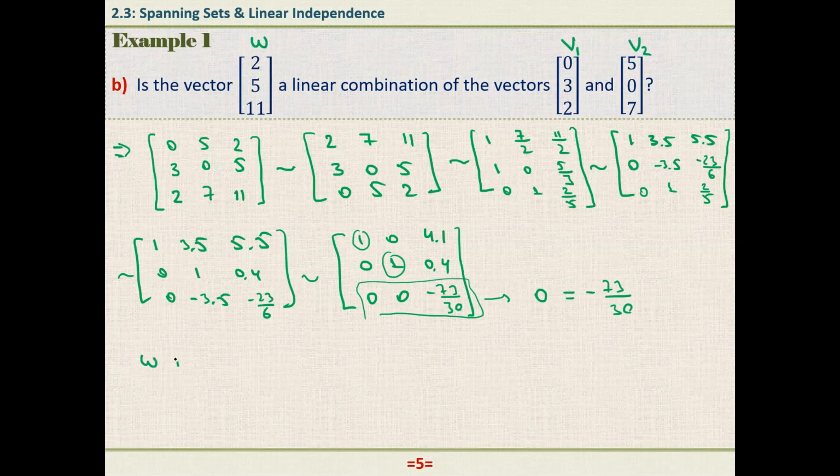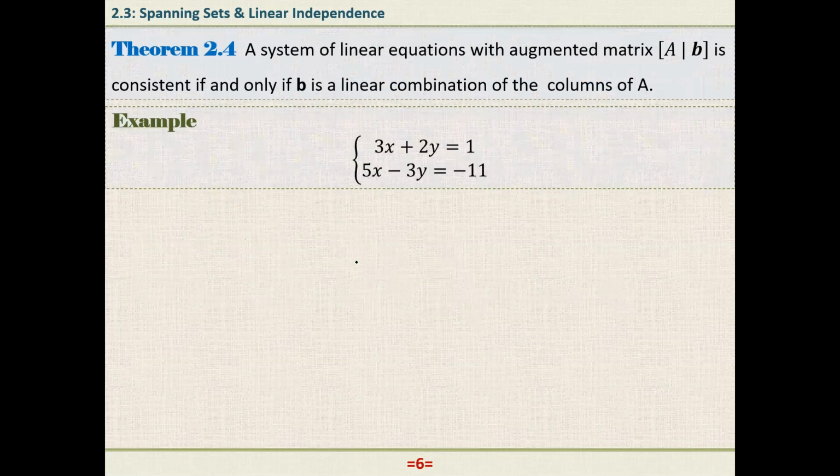W is not a linear combination of V1 and V2, because the given system is not consistent. From this idea we can generalize and give it as a theorem.